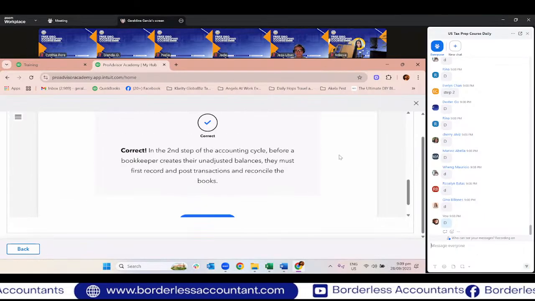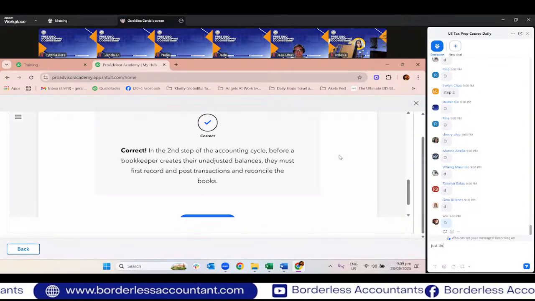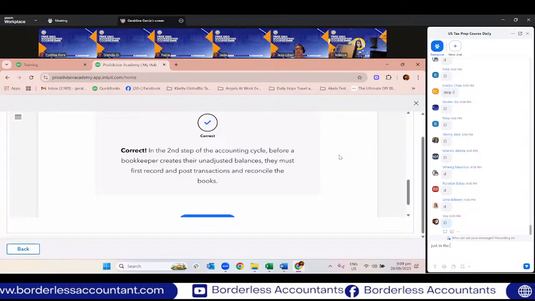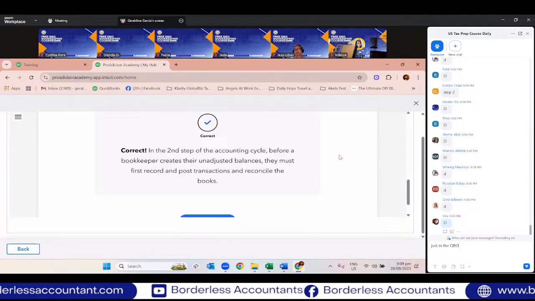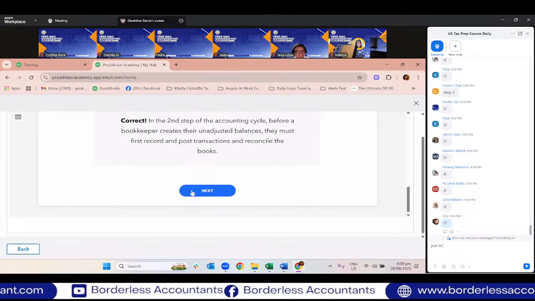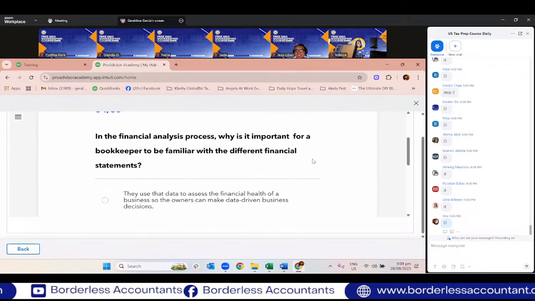The second step to accounting cycle is before the bookkeeper creates their adjustments and adjusted balances. They must first record and post transactions and reconcile the books. Alrighty. Thank you. Meron pa?